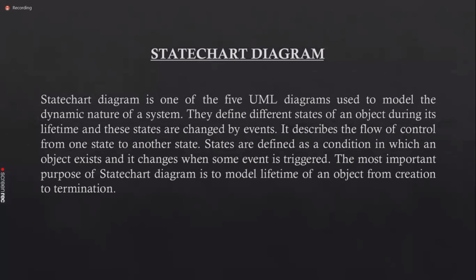So I'll be explaining the state chart diagram of an online shopping system. A state chart diagram is basically a flow chart diagram, and it represents the dynamic nature of a model. It defines different states of the model and describes the flow of control from one state to another.